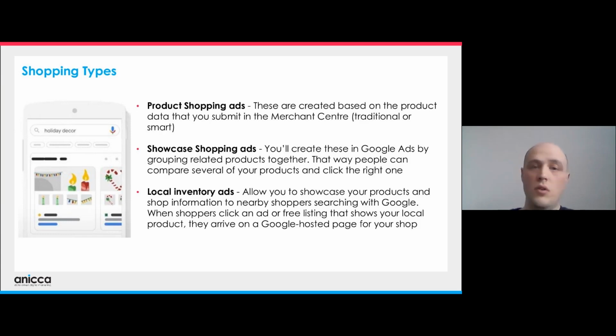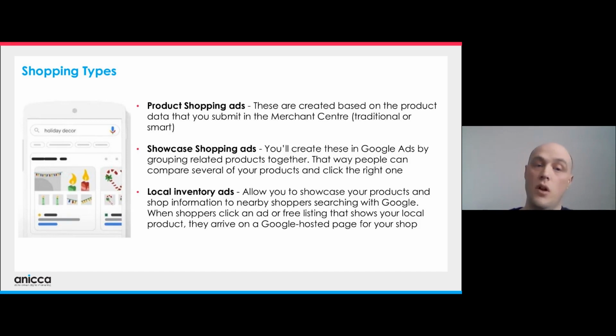So these are what Google described them as. These are created based on your product data that you submit in Merchant Center. And Showcase, you'll create these in Google Ads by grouping related products together. We'll have a little bit more information on these later on anyway. So users or customers can compare several of your products that are the same type. So it might be your range of chainsaws, or your range of watches, or your range of running shoes, or whatever.